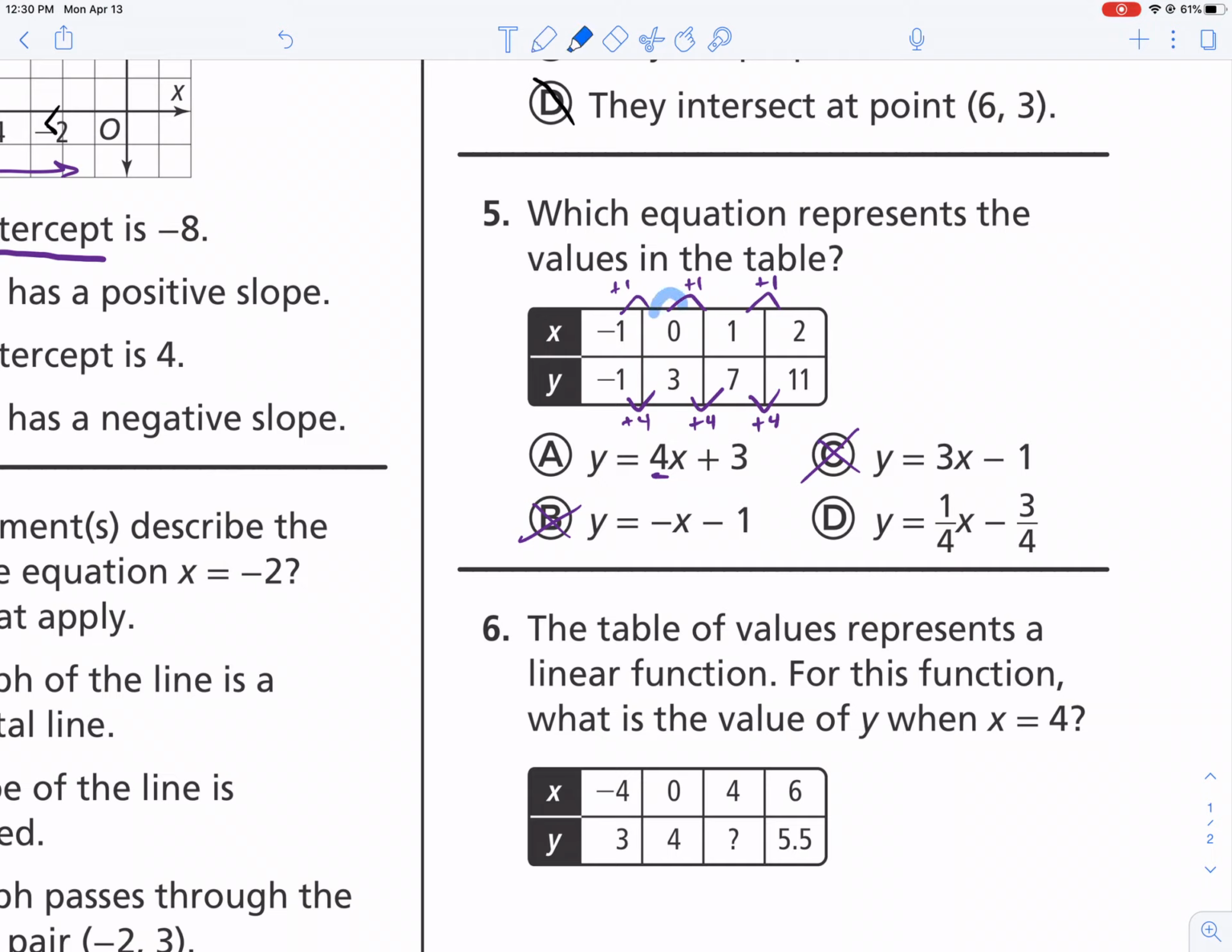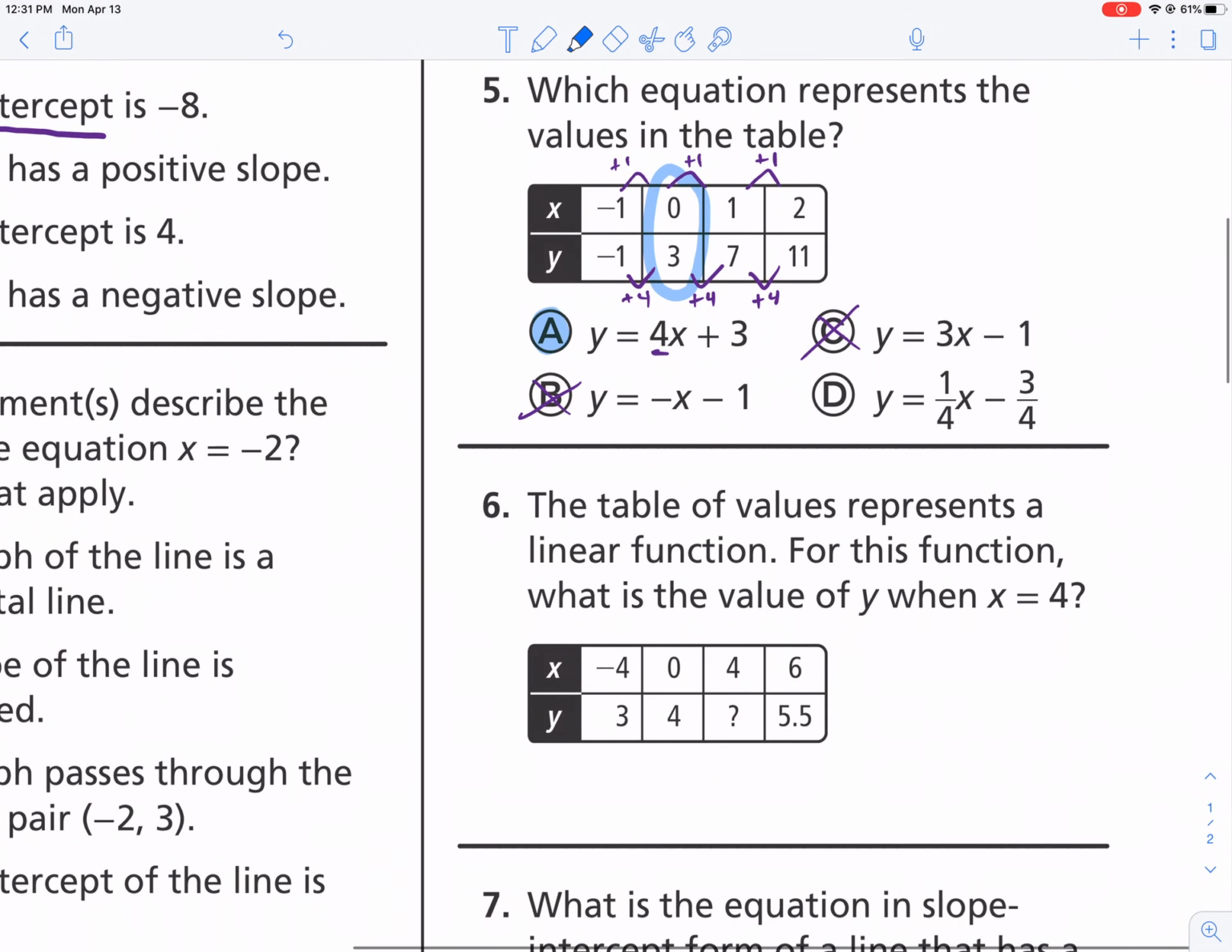But remember, our initial value, or our value of B, is going to be where x equals 0. So because my value is 3, I'm going to look down here and I'm going to select A as my option. So it matches my slope and it matches my y-intercept. So not bad when they go up by 1 for my x values. So now I'm going to jump down here to number 6.